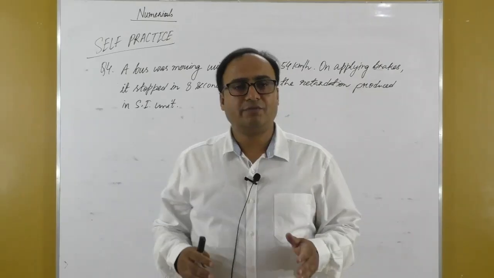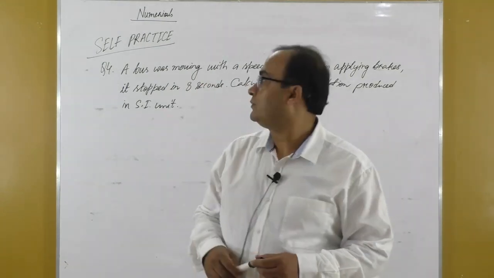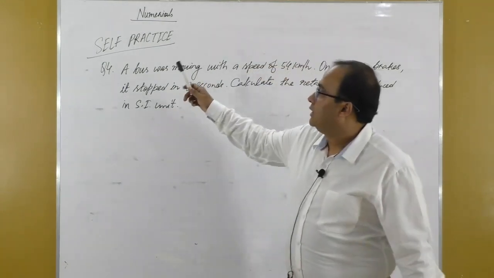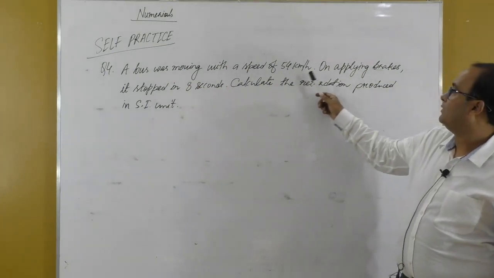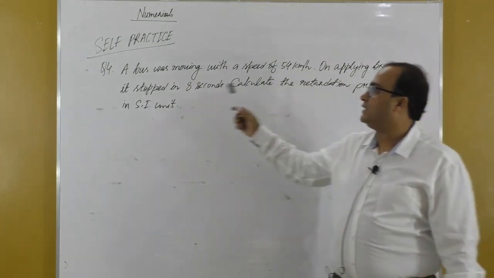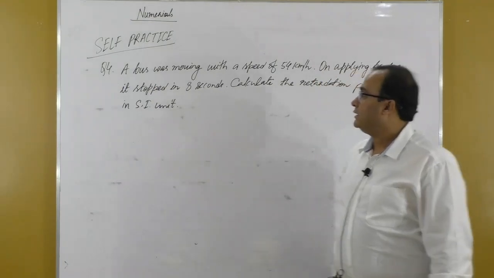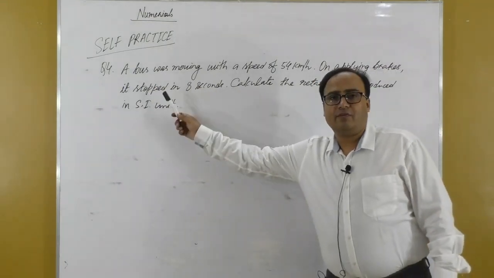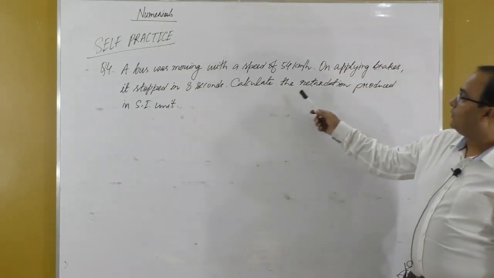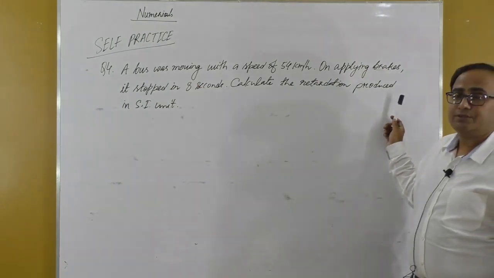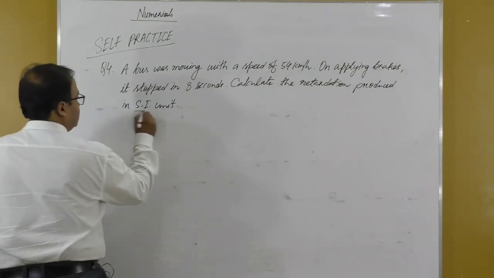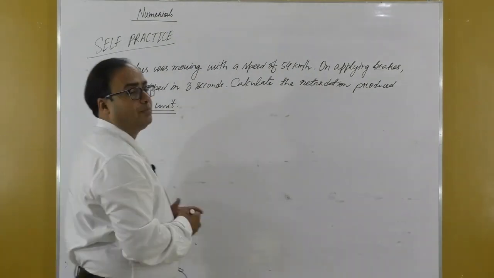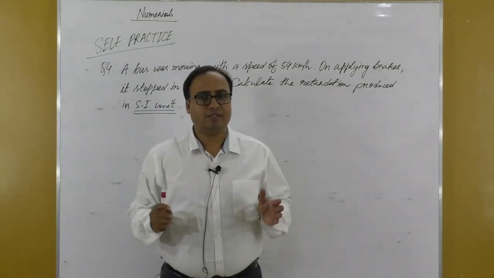Okay. Question for your self-practice. Question number 4. A bus was moving with a speed of 54 km per hour. On applying brakes, it stopped in 8 seconds. It stopped. That means final velocity is 0. Calculate the retardation produced in SI unit. And SI unit of retardation you already know. So you have to find out answer in that unit.